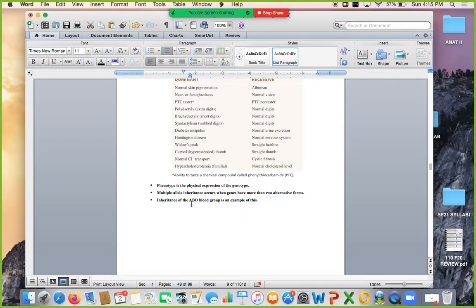So for example, A and B are codominant. Basically, they do create a sugar. They just create the A sugar or the B sugar, but both of them are dominant to O. So if we have AO, you will appear to be A. If you have BO, you will appear to be B. If you have AB, then you'll have both sugars on your surface, right? Only if you have two O's will you appear to be O.